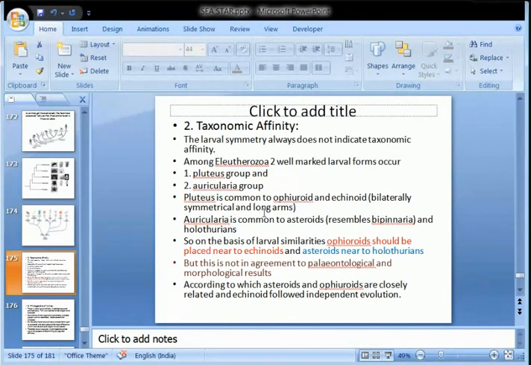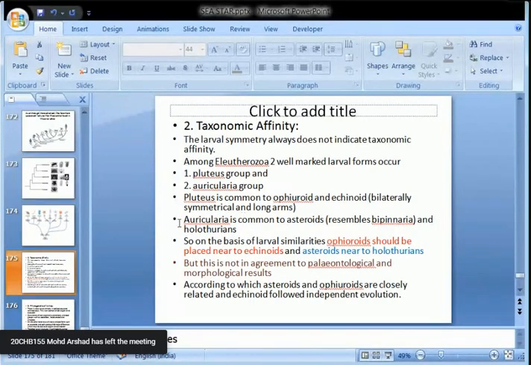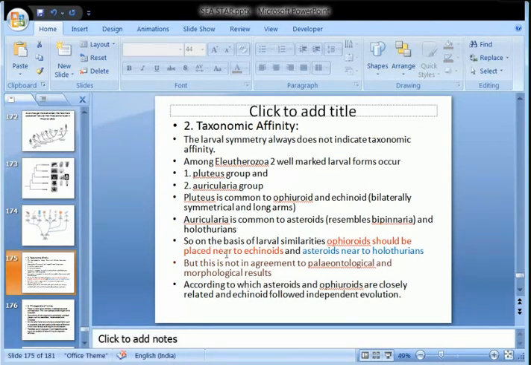They are all actually bilaterally symmetrical, but there are long arms present. And auricularia is common to asteroids, it resembles bipinnaria, and holothurians. We also saw that auricularia resembles the bipinnaria of asteroids and the holothuroid larva.